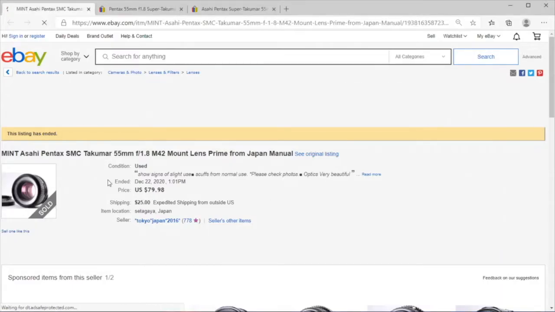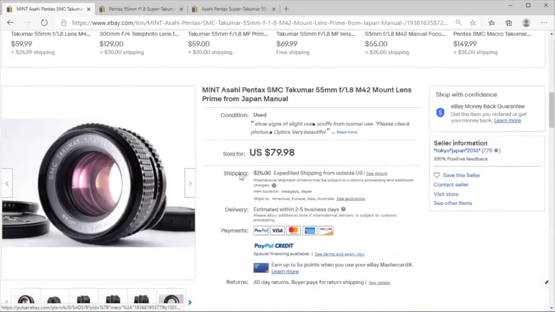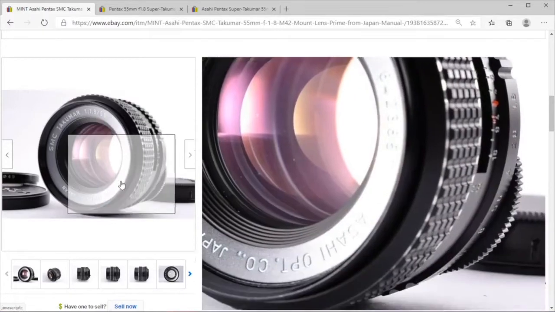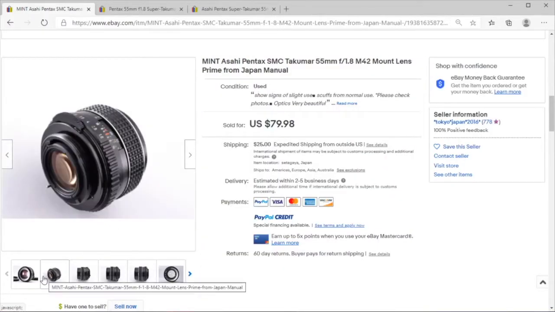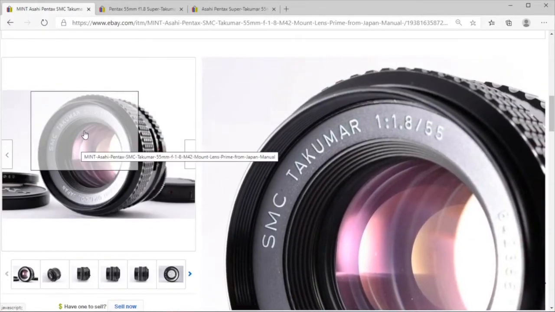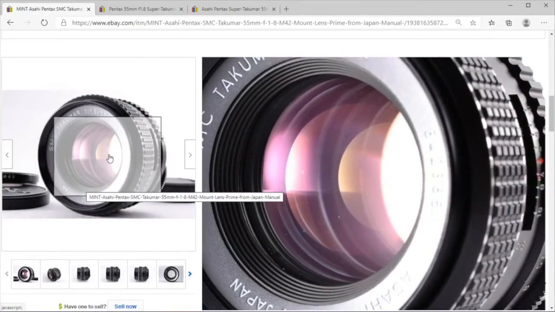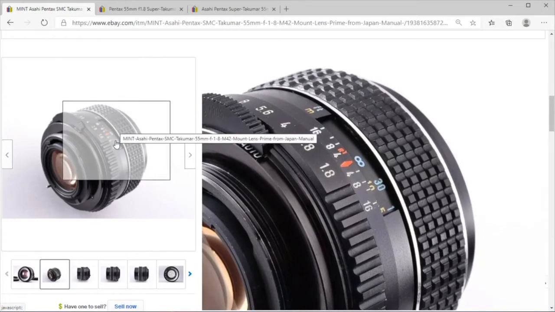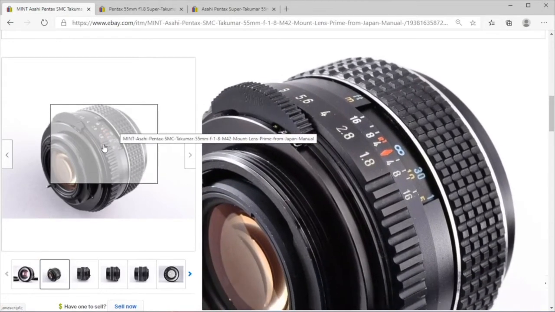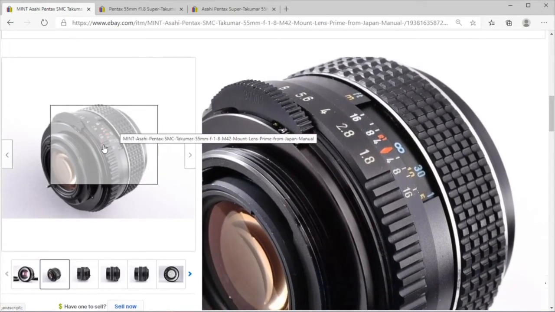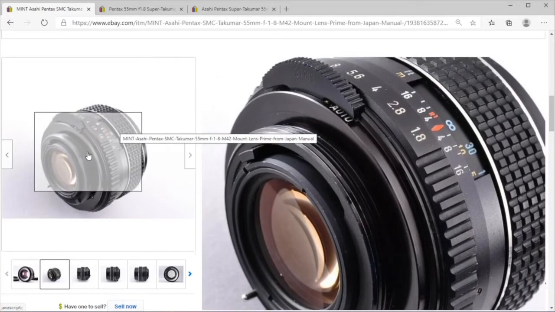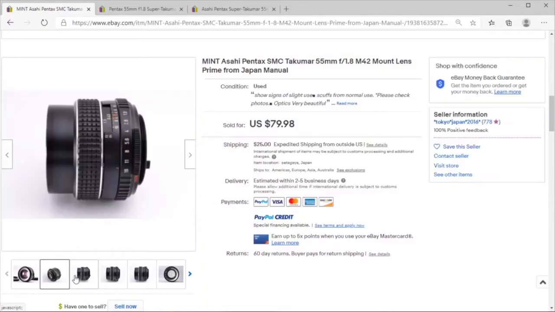We're going to take a quick look at the Takumar 55mm f1.8 M42 lens mount. Now, this is a really well-renowned Takumar lens. It is considered to be one of the best of the Takumar name. Now, there's a lot of competition between the people who like the 1.4 and the 1.8. There's reasons to use both, and both are wonderful lenses, so worth paying attention to.